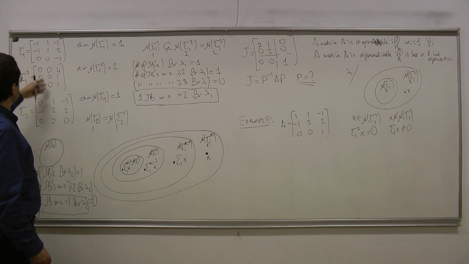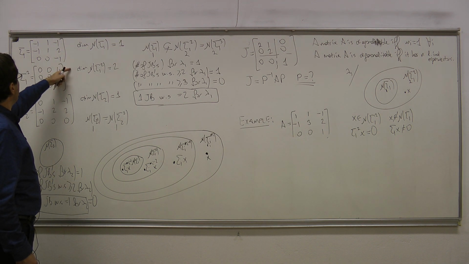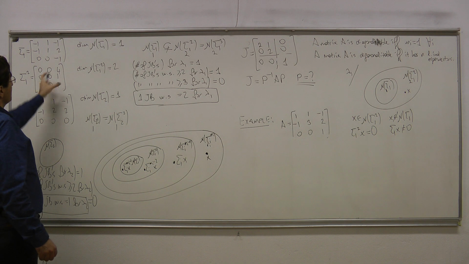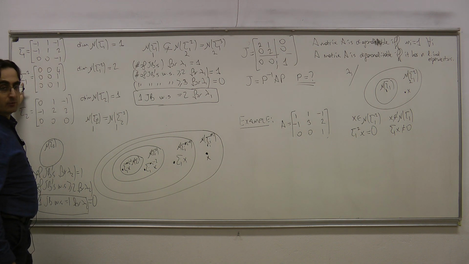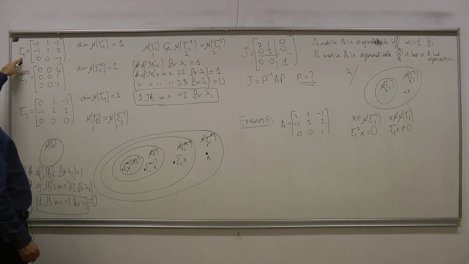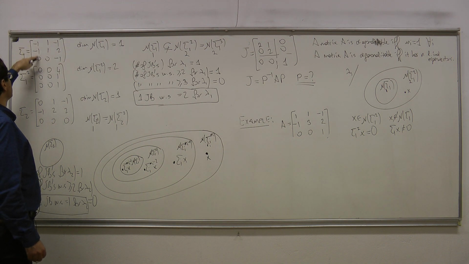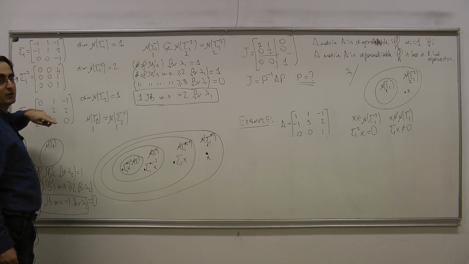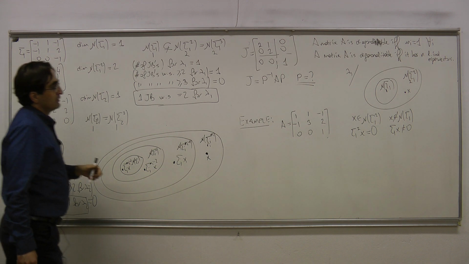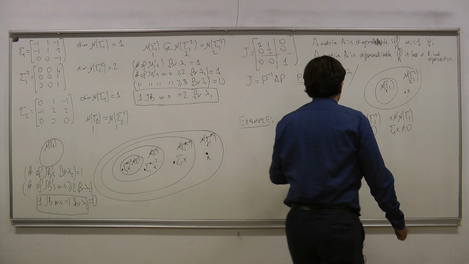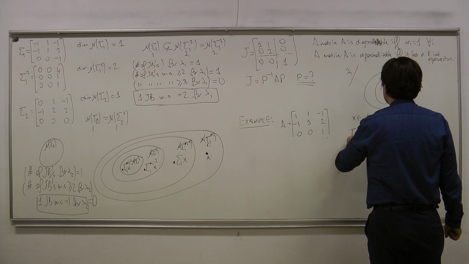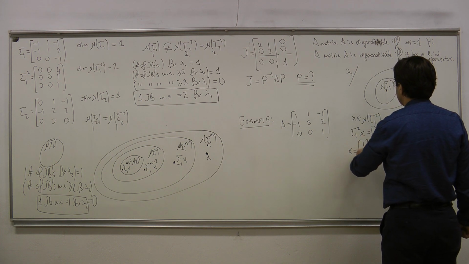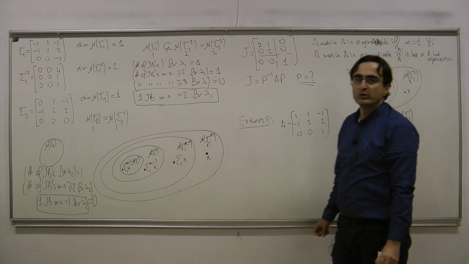Okay? So you see here that if I choose the vector 1, 0, 0, then it would give me 0 when I multiply it with sigma 1 square. On the other hand, if I multiply it with sigma 1, 1, 0, 0 would give me the first column, which is non-zero. Okay? So that vector satisfies my conditions. Choose X as 1, 0, 0.